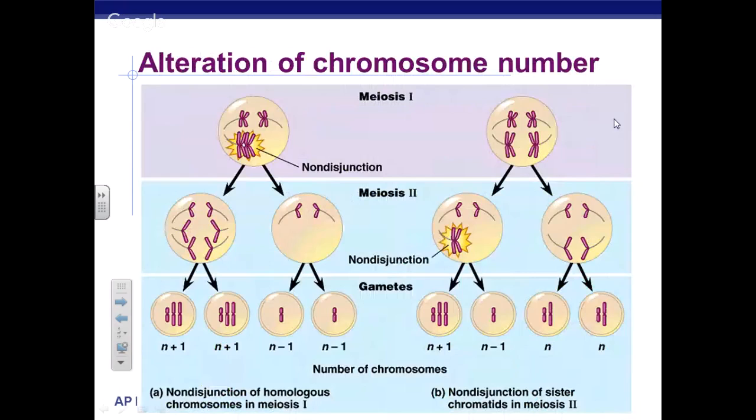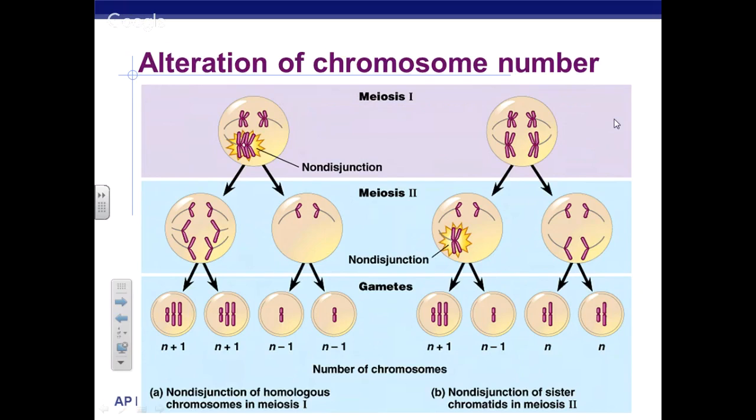So this is a picture in your book. I think this is in chapter 15. I don't think it was in 13, was it? Anyway, this is showing the nondisjunction event in meiosis 1. If the nondisjunction event happens in meiosis 1, all of the resulting gametes will be abnormal, all of them, because the 2 resulting cells at the end of meiosis 1 are already abnormal. And so half of them are what we call N plus 1.